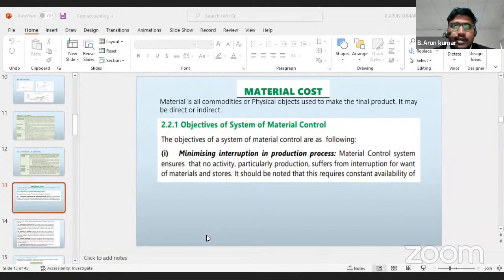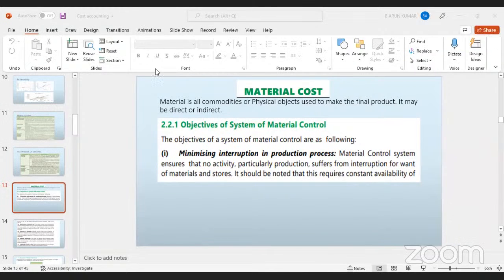Good morning everyone, and today we are discussing the material cost. In the previous class we discussed the basic concepts of cost accounting and the definitions of different types of terminology relating to cost accounting. So now we are discussing the main element of material costing.